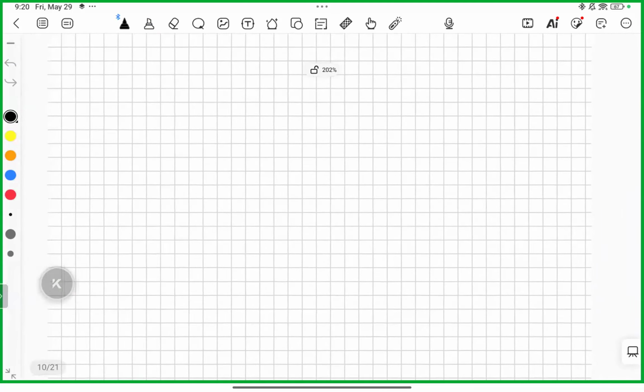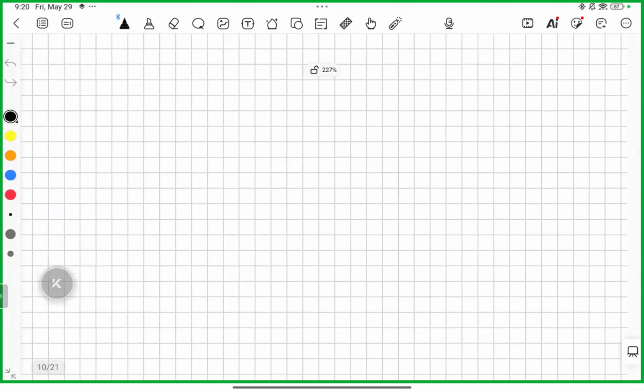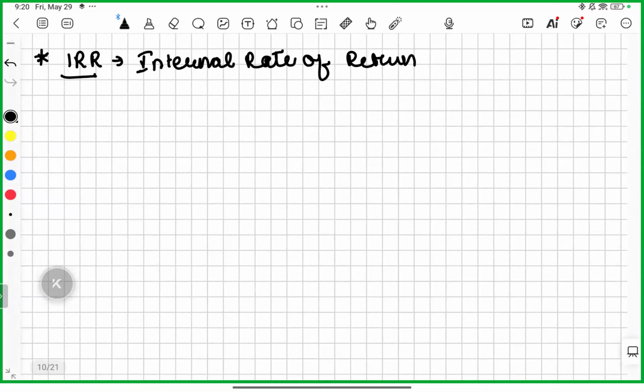And one more technique called as IRR. This is called as internal rate of return. Internal rate of return. Now see, let me first explain.